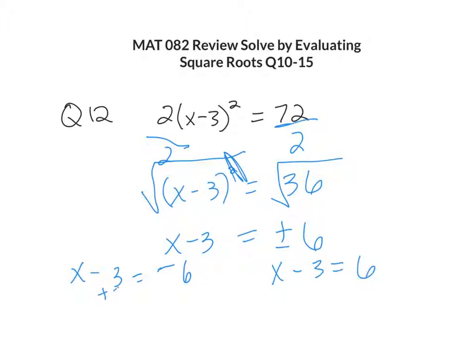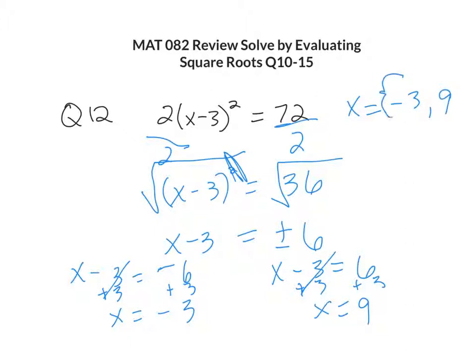To get rid of minus 3, we're going to add 3 to both sides. And that leaves us with x equals negative 6 plus 3 is negative 3. And x equals 6 plus 3 is 9. So we write our final answer, x equals negative 3, comma 9, again with the curly brackets around it.